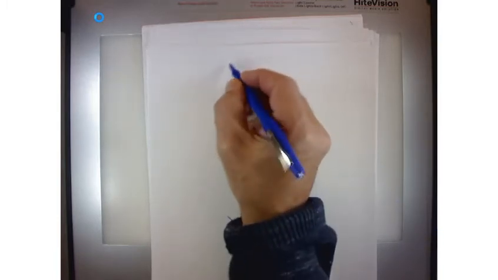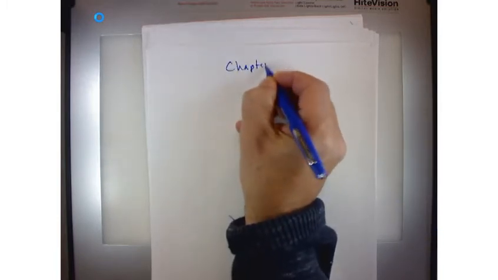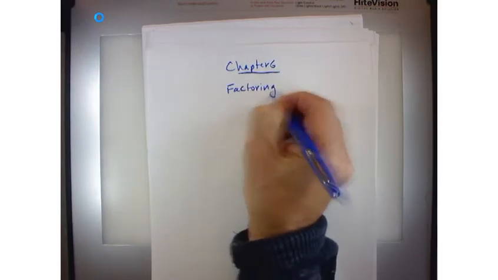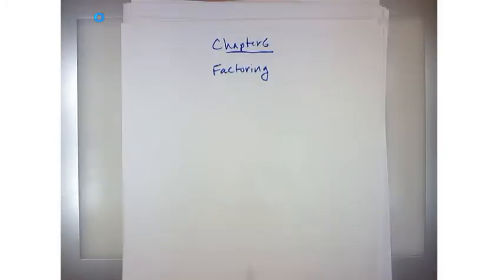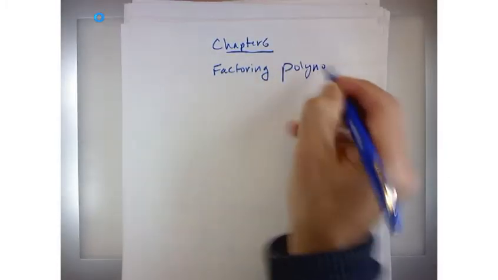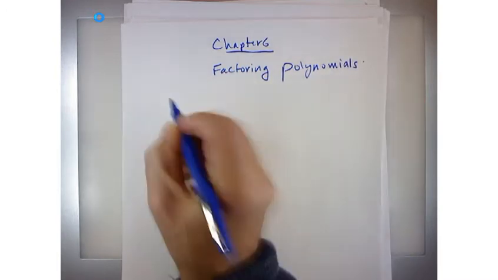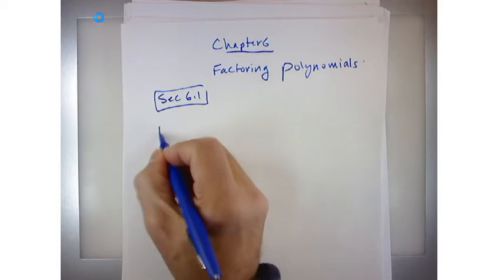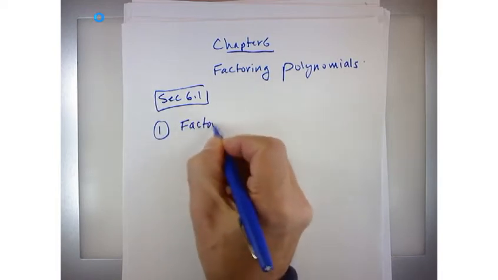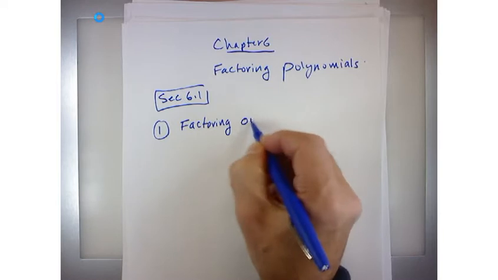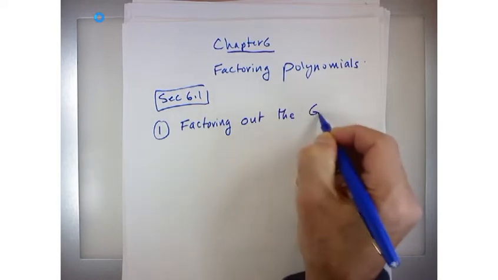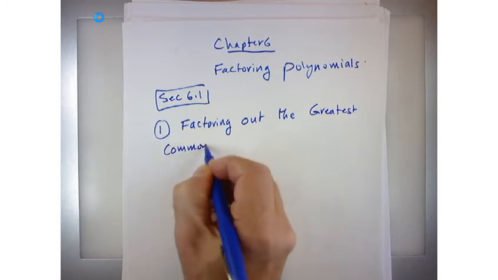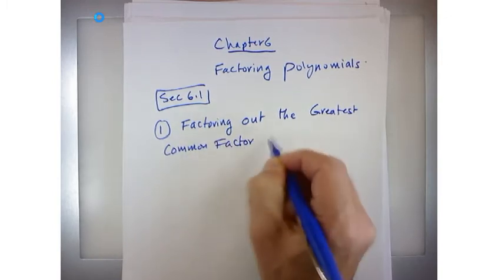Okay, now we're gonna start chapter 6, which is about factoring polynomials. In 6.1, we're gonna go over factoring out the greatest common factor first, which we abbreviate by the GCF.